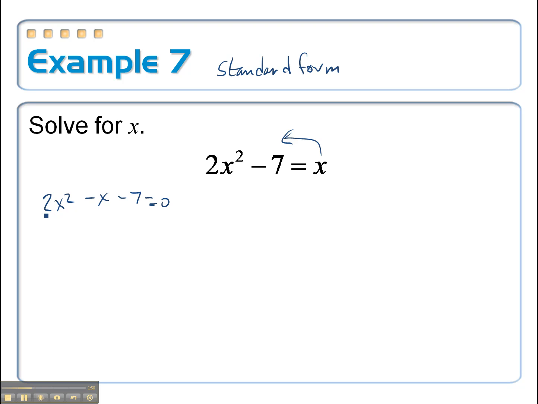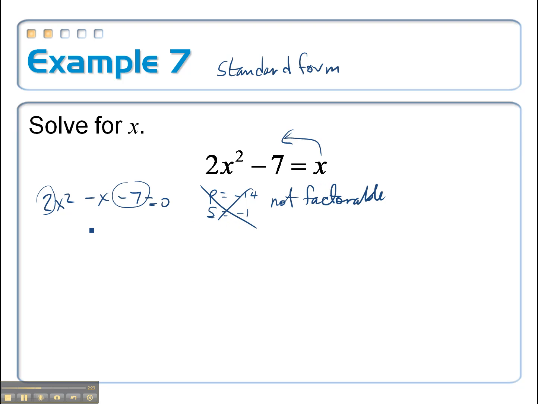So I multiply the 2 times the negative 7. My product is supposed to be negative 14. I have to add up to the middle term. The sum is negative 1. So you try to find what times what equals negative 14 adds up to negative 1, and that is impossible. This means that it can't be factored. Not factorable. If it is not factorable, then that means that you have to go back and use the quadratic formula.